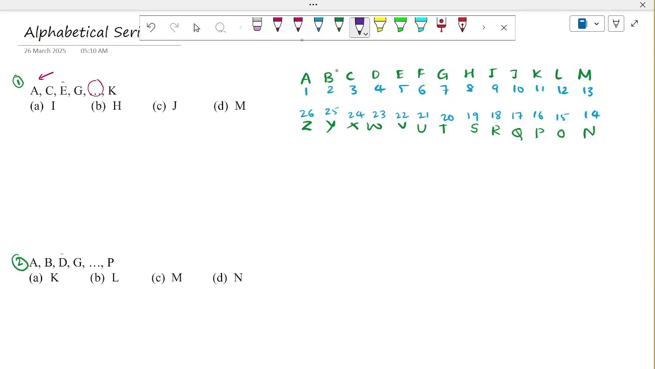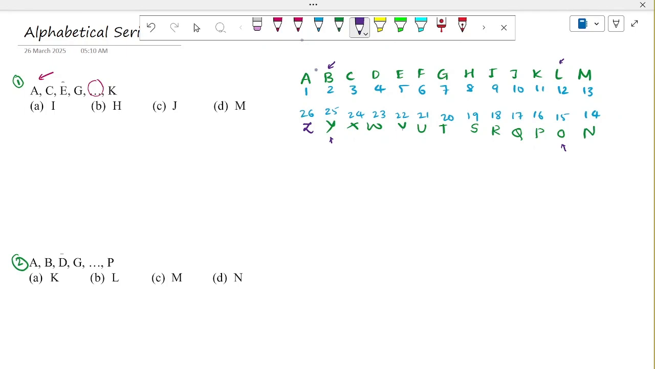In some cases, they will ask you what is the opposite of B. The opposite of B will be Y. What will be the opposite of L? It will be O. And they may ask you in reverse order. If you look at this, Z is the first element, right? So from the reverse order, Z is 1, Y is 2, X is 3, W is 4, V is 5. You can see everything in this simple table.